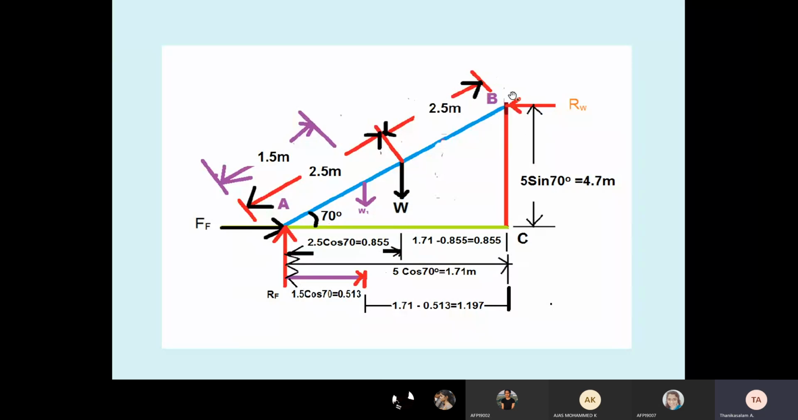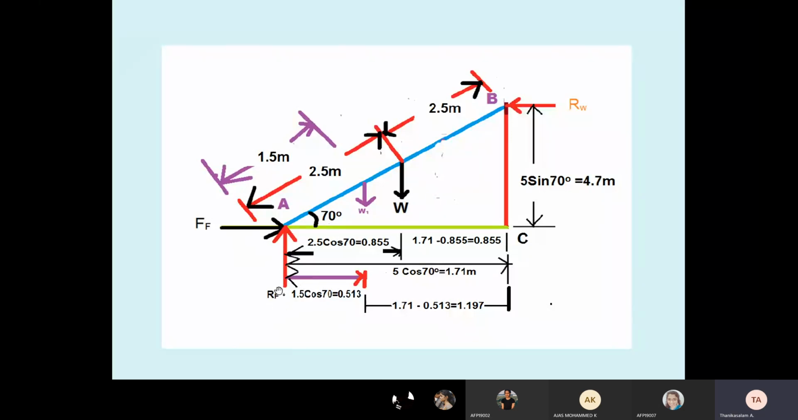Now take the moment. See, FW is 0, friction at wall 0. What is the moment? Force into distance. What are the forces? W into 0.855, with respect to C. See our B point here. Then W1 into 1.197. Students, we are taking moment about B. Therefore, you see the horizontal distance 1.197 with respect to W1, anticlockwise, so minus. Then FF, taken at C, into 4.7 meter. That also is anticlockwise.